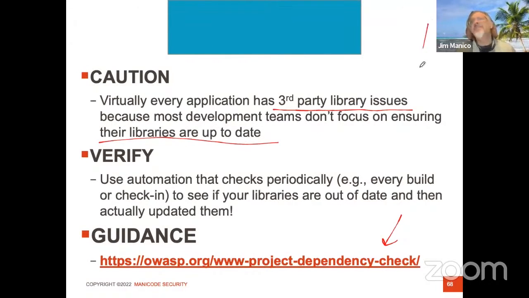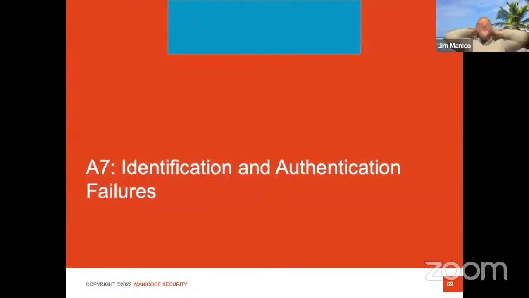In my mind, this is the number one issue facing web security. This is even more important than access control. Number one, based on Log4j, keeping your libraries up to date is probably the most important thing you can do for security. All right, A7, identification and authentication failures.